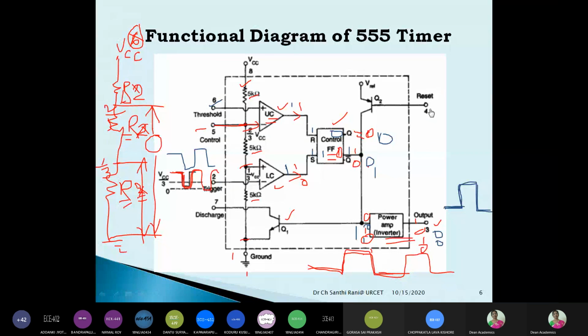All of you read once again and try to understand and come for the next class. I'll repeat this circuit functional diagram once again. When you understand this functional diagram, then only can you understand monostable and astable multivibrators.